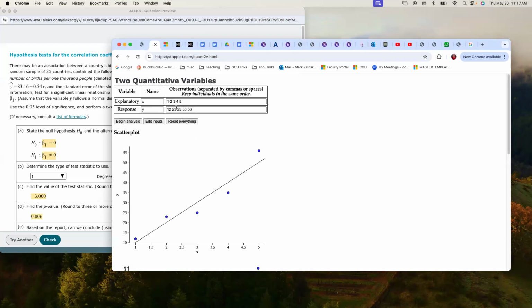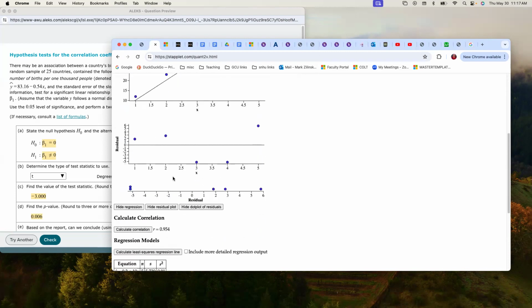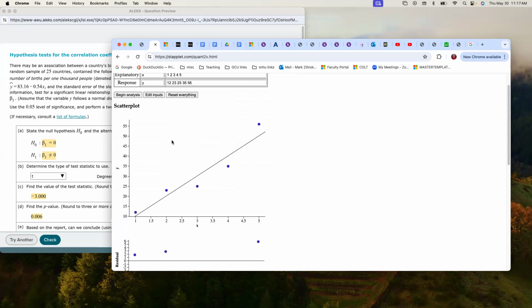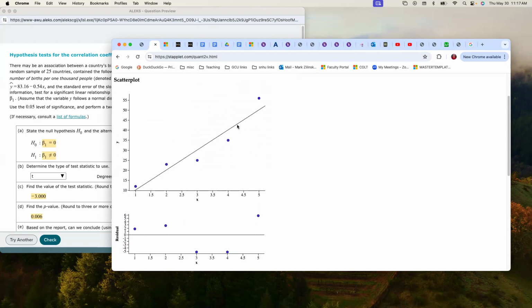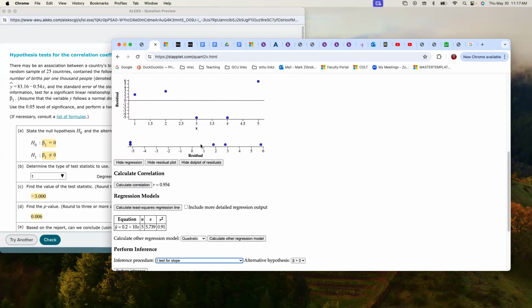Now, I just type some random numbers in there. And what it then does is produce all the graphs that you would need, a scatter plot that puts the least squares regression line there. And it'll also calculate the least squares regression line and the value for the correlation coefficient. It gives you the residual plots and a dot plot of the residuals.